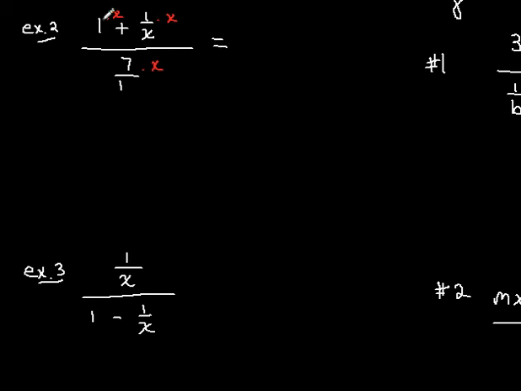So, here we have 1 times x is x. The x's cross out and we just get plus 1. And down here, we just get 7x. And that's it. So you're going to look forward to these.